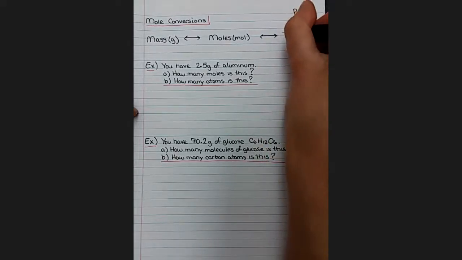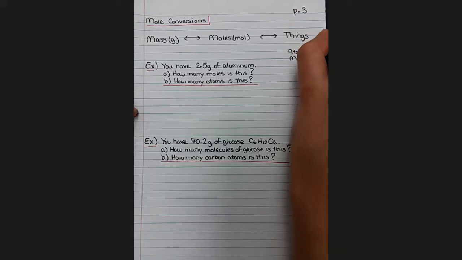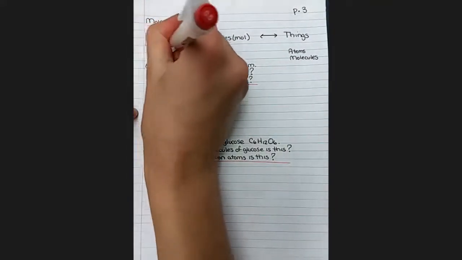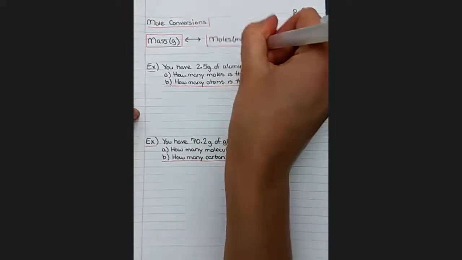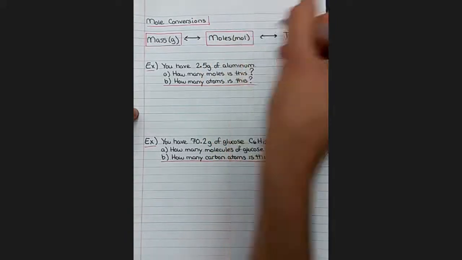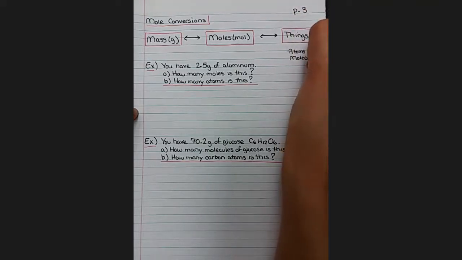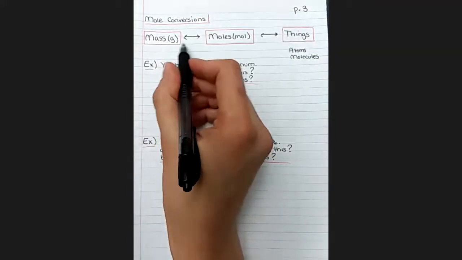And then we can convert that to number of things, where the number of things could be atoms, it could be molecules, sort of individual units, chemical units. So this is our problem-solving strategy, and we can go in either direction. We can go from mass to number of things, or we can go from number of things to mass. The arrows are double-sided. And so we need a conversion factor for each of these.